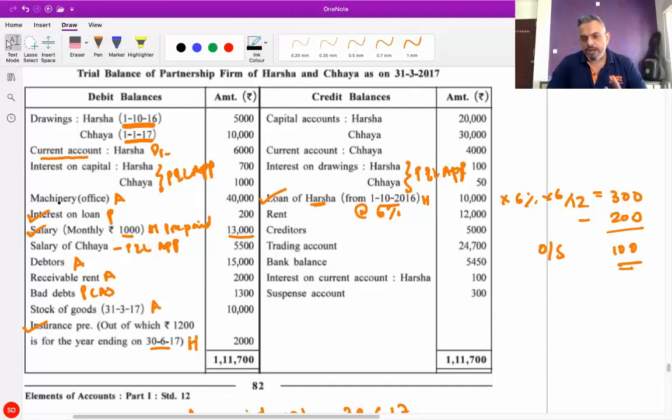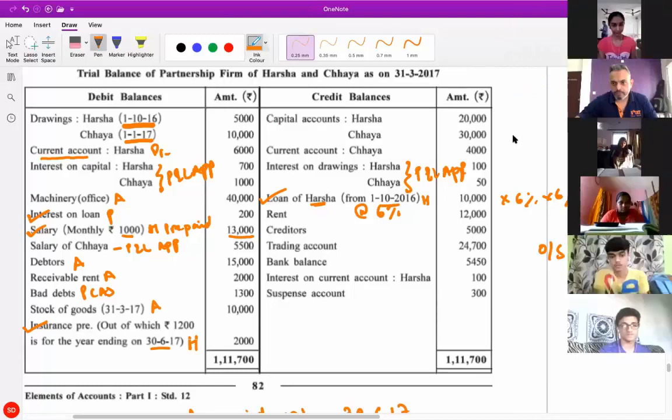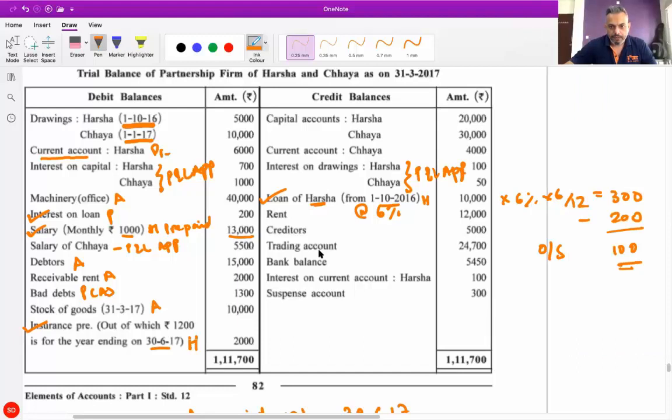And we can see that we don't have any other loan. So this interest on loan is rightly assumed as the interest on the loan of Harsha. If there were some other liability here, we could have assumed that it is the interest on a loan taken from someone else, but here there is nothing like that. So it is rightfully assumed that this is the loan of Harsha on which we have already paid 200. So 100 is still outstanding. Got it, all of you? Yes, sir.